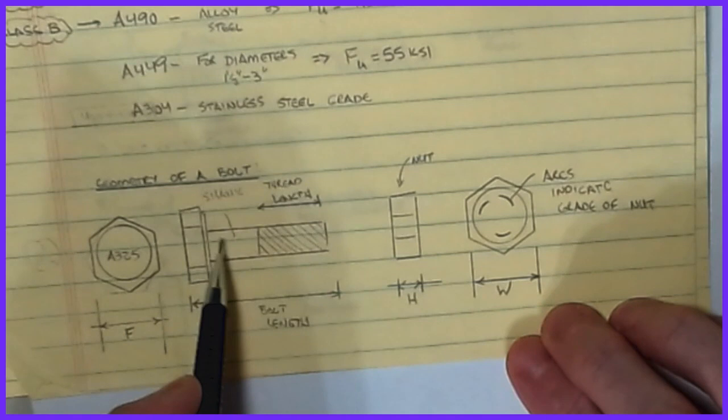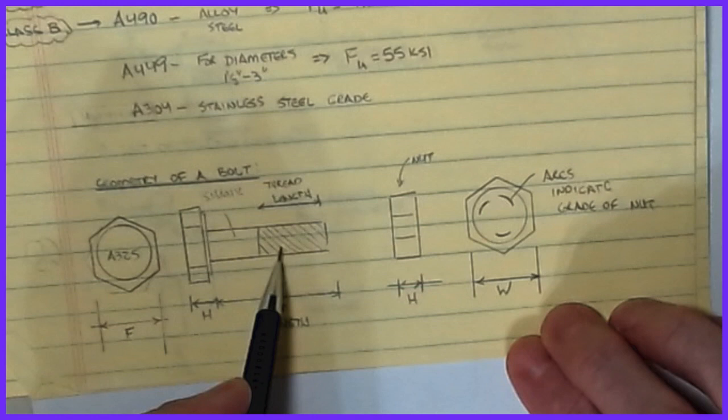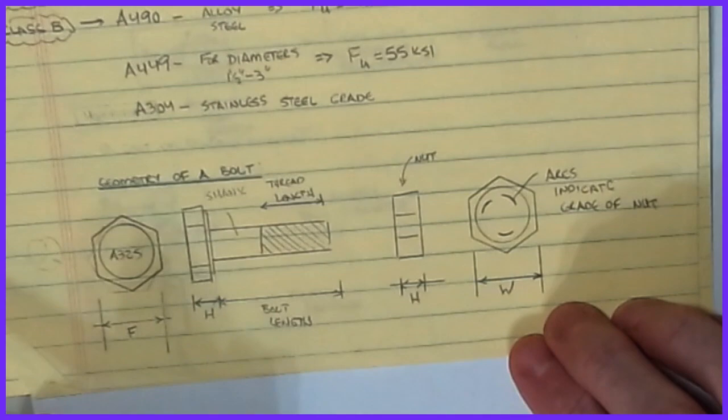If I need a lot more threaded region, I can get them with a lot more threaded region, or I can get them as an all thread where I don't have any shank at all. And where these threads occur in relation to our failure surface becomes a major consideration that we'll have to be aware of and keep in mind as we're looking at all of that.